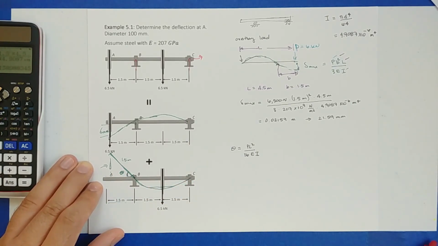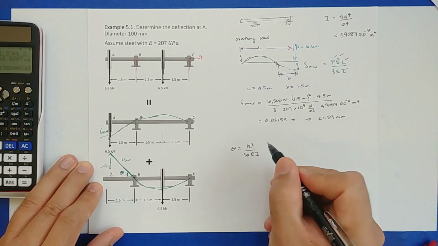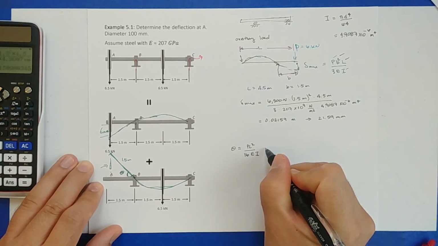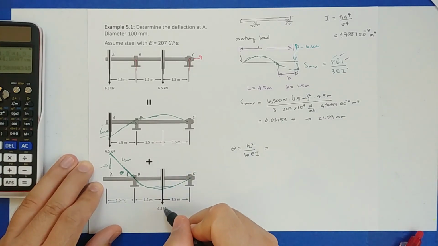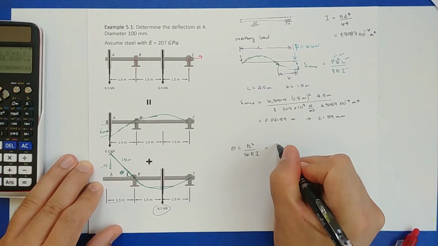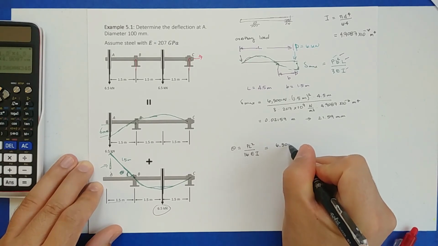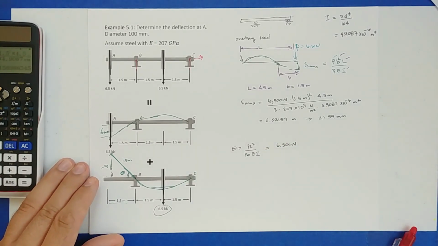Again, the equation is PL squared divided by 16 EI. So let's go ahead and put in the values. P is 6.5 kilonewtons or 6,500 newtons.